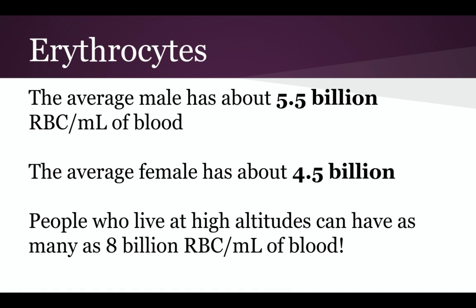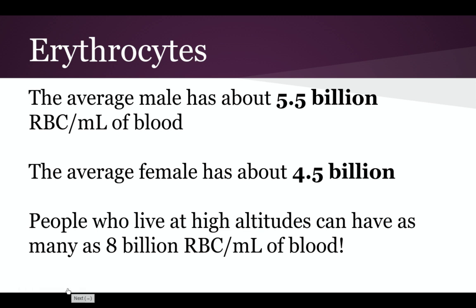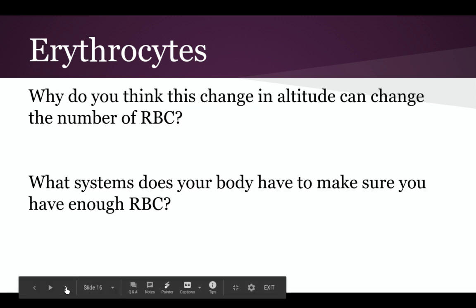Okay, the average male has about 5.5 billion red blood cells in a milliliter of blood. So in 1 milliliter, 5.5 billion. The average female is about 4.5 billion. People that live at high altitudes need to carry more oxygen, and so they can have as many as 8 billion red blood cells per milliliter of blood. That's why some athletes will train at high altitudes, because this will change their stroke volume and carrying capacity.